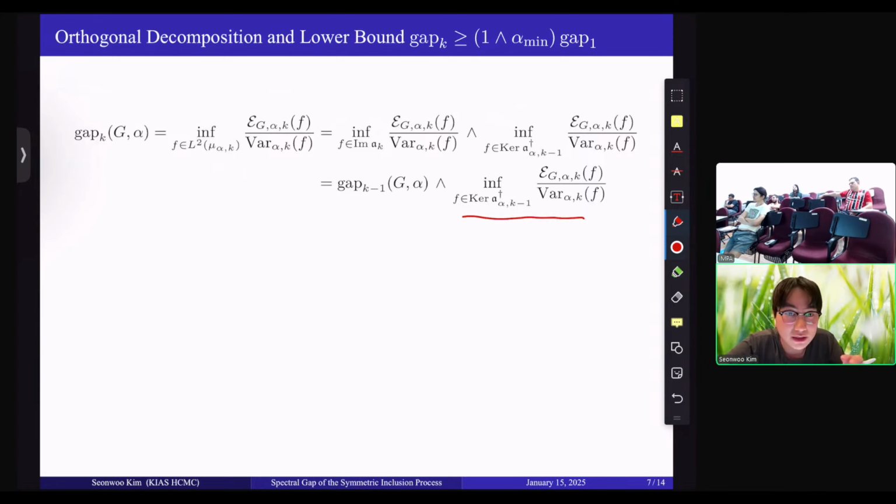Then what we can do is just treat this term separately. For the left one, A_k is injective, so it just moves all the structure in the k-1 system to k, such that this is exactly the eigenvalue representation for the k-1 process, so it is exactly gap k-1. So to prove that gap k is lower bounded by this term, we can just prove that this right term can be bounded by alpha times min gap 1 for every k. Then we're done.